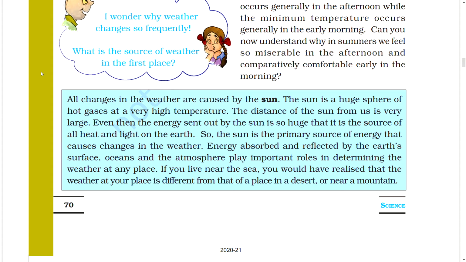Energy absorbed and reflected by the earth's surface, oceans and the atmosphere play important roles in determining the weather at any place. If you live near the sea, you would have realized that the weather at your place is different from that of a place in a desert or near a mountain.